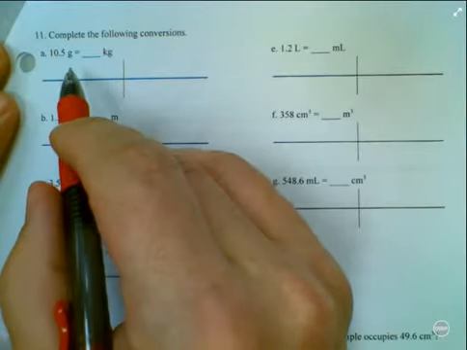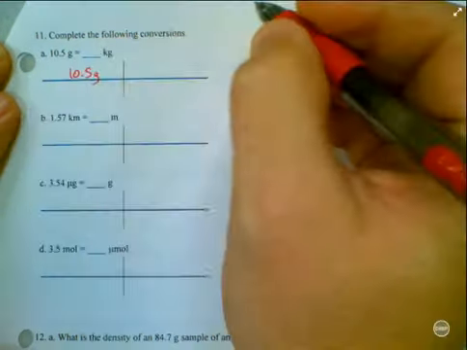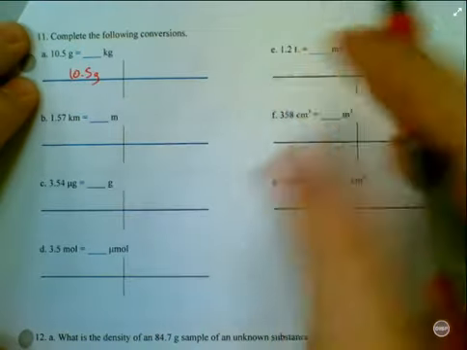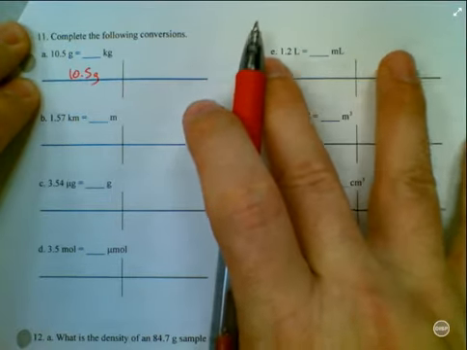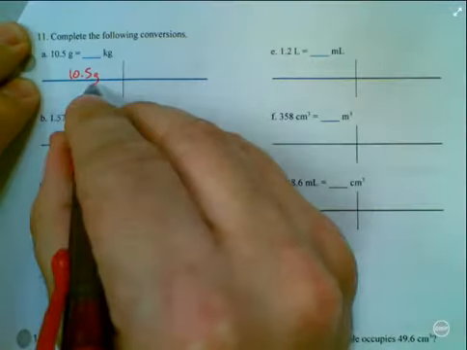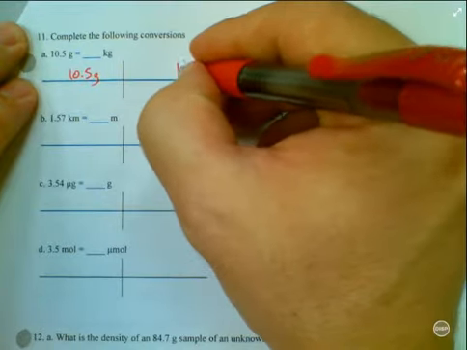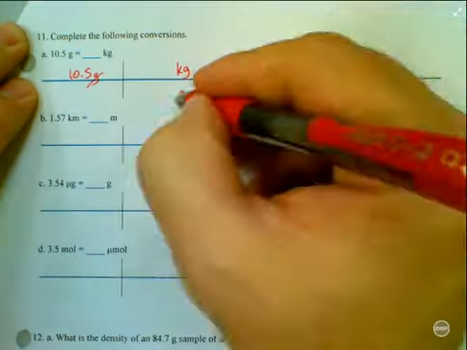So, A, I'm going to convert 10.5 grams into kilograms. Now, I'm going to model this exactly how I want you to think about this, exactly how I want you to go through this. So, here we go. What I've been given is in terms of grams. I need grams to go away, and I need kilograms to be the new unit, so that grams will cancel out.